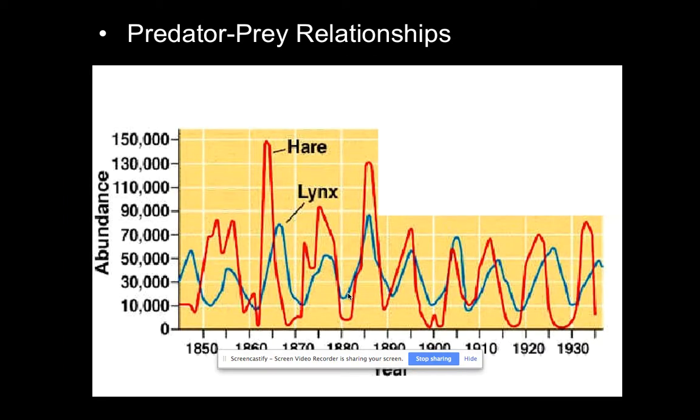And then here's a simple predator-prey graph. The thing to note here is just how cyclic it is. These curves basically follow one another. If the hare population goes up, then the lynx population will go up. Then if the hare population goes back down, the lynx population will go down. So these are examples, again, of coevolution.